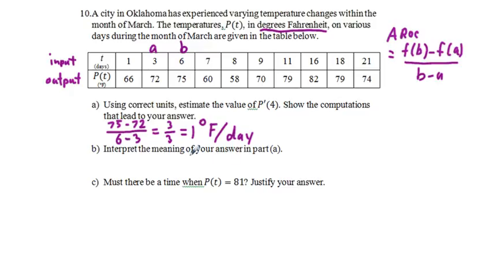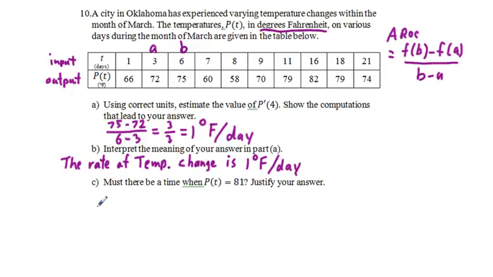And then B, interpret the meaning of your answer in part A. Well, what this means is the interpretation would be the rate of temperature change is 1 degree Fahrenheit per day.